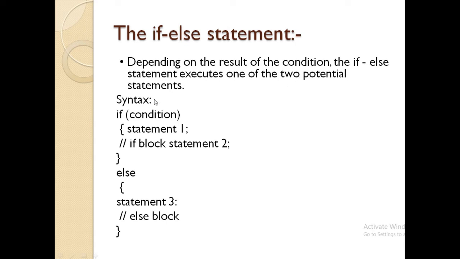The if-else statement. Depending on the result of a condition, the if-else statement executes one of two potential statements. See the syntax again. If the condition is true, statement 1 is executed, else statement 3 is executed. If the condition is false, it will print something outside this block, that is the else statement. Whereas in if, if the condition is false, it will come out of the block and cannot print anything. But if we use the if-else statement, we can give one extra block and print other statements.